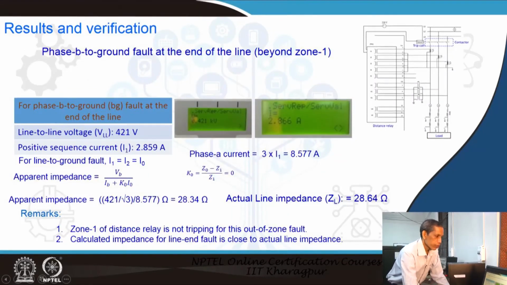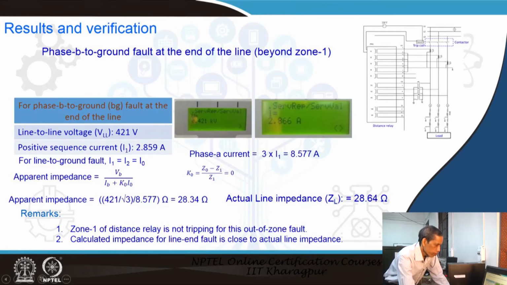Next, we will see the out-of-zone fault, which is again a phase B to ground fault that we created, and at that time the corresponding voltage and current measurements are shown in the screenshot. Because this is not a fault recorded by the relay, it does not record it. So, from these measurement values we will calculate, and we see that the corresponding line voltage is 421 and the positive sequence current shown by the relay is 2.859 for this case.